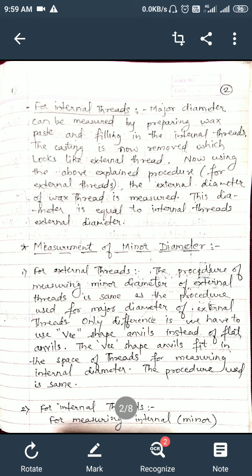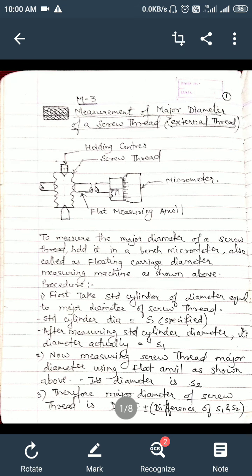When it looks like an external thread, which is dried up, using the previous method, because we know how to measure the major diameter of an external thread. So this casting looks like external threads only. Using this casting, once again hold it in the anvils of the bench micrometer, and as explained in the procedure, the same procedure we have to adopt and find out the major diameter of internal threads, correct?